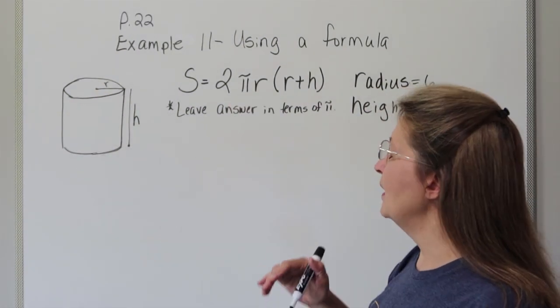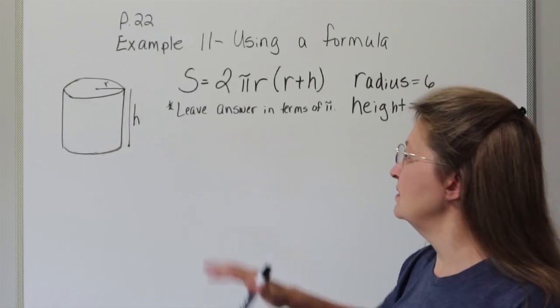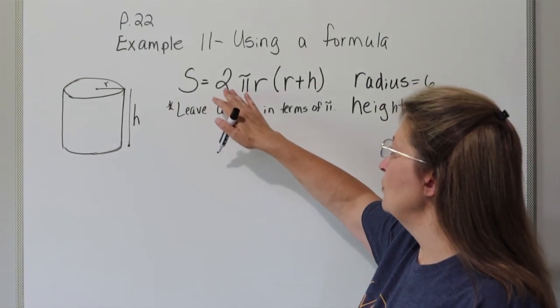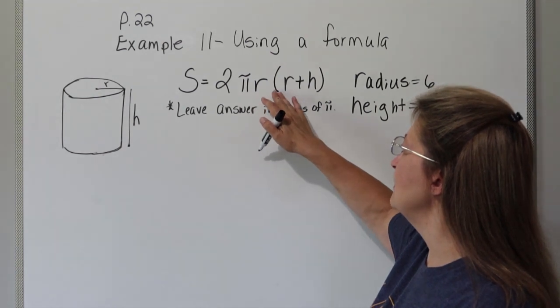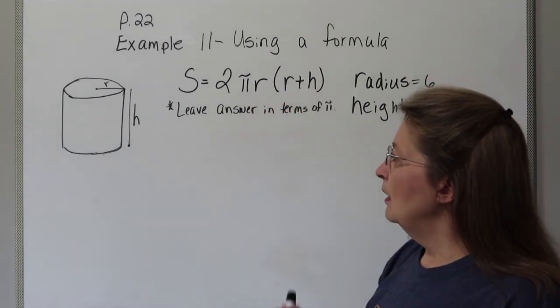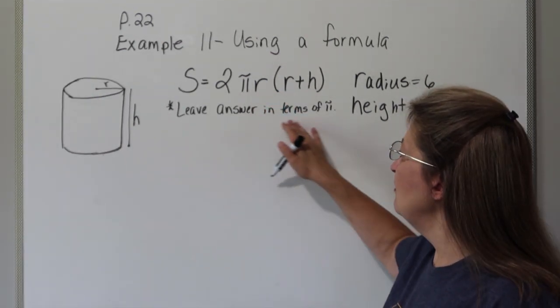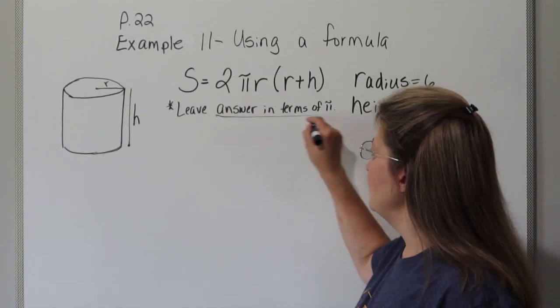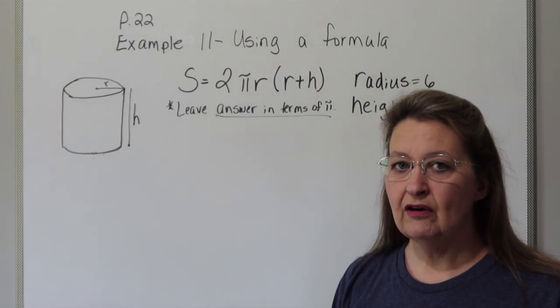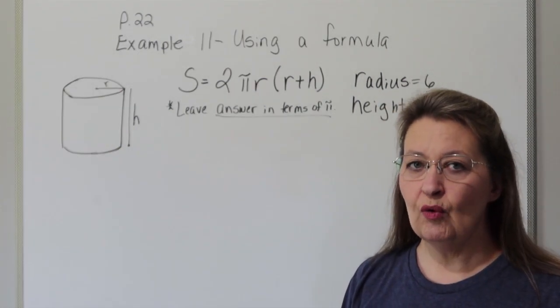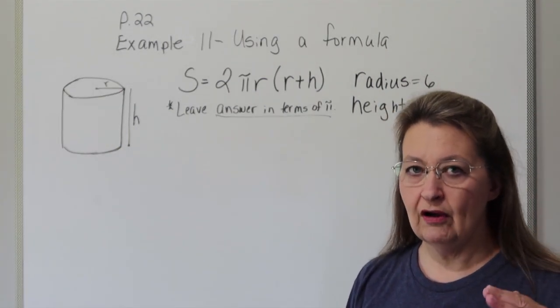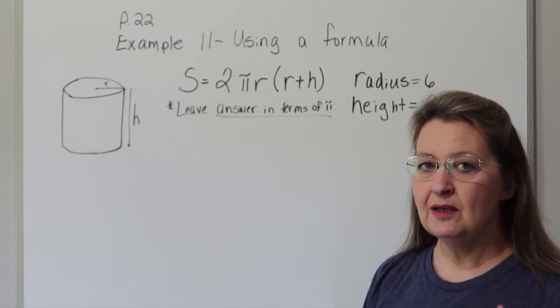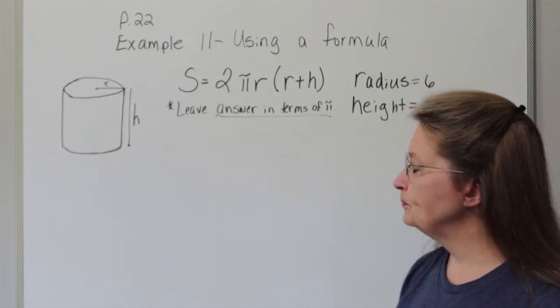But the formula just makes it easier, plus they give it to us. And here it is: S is equal to 2 pi r, parentheses, r plus h. Now, we're also told to leave our answer in terms of pi. Whenever you see this, you are not going to convert that pi to 3.14 or 22 over 7. You're not going to convert it. You're going to leave the symbol pi in your answer.